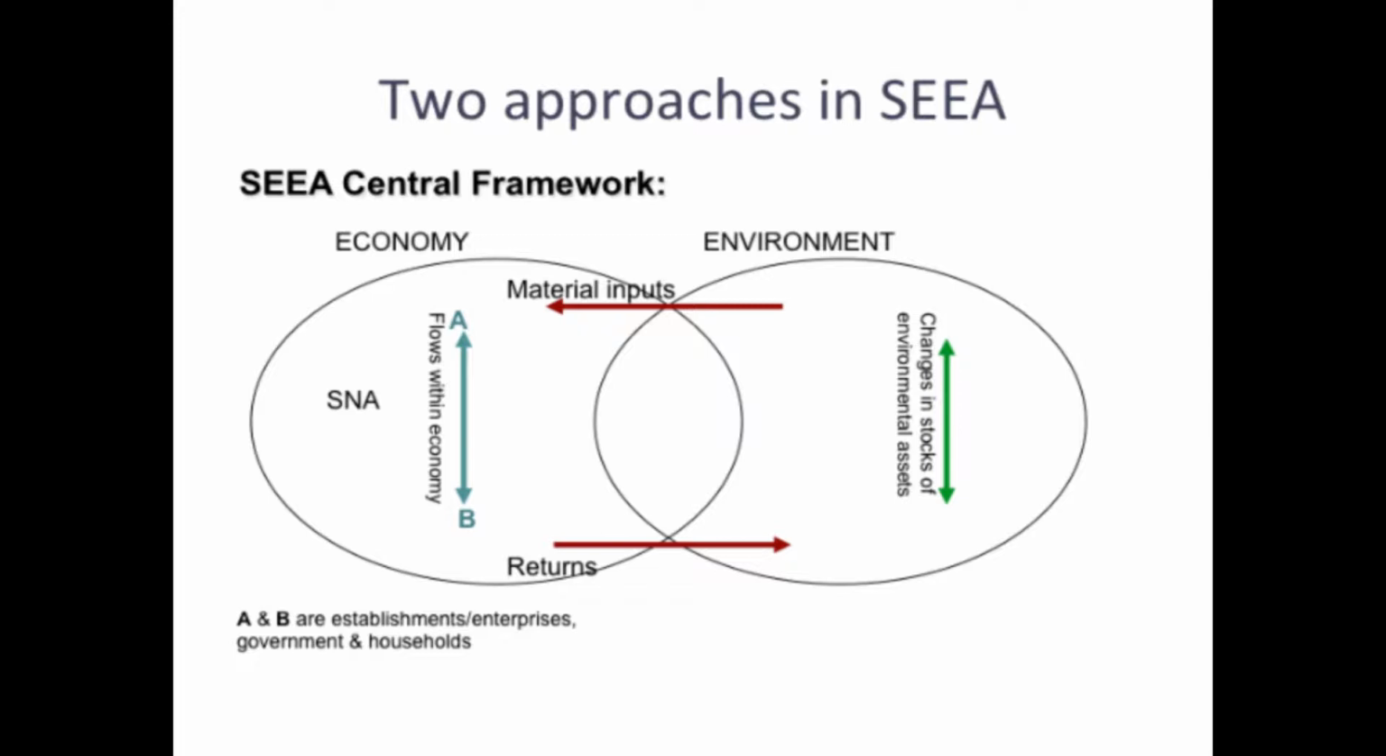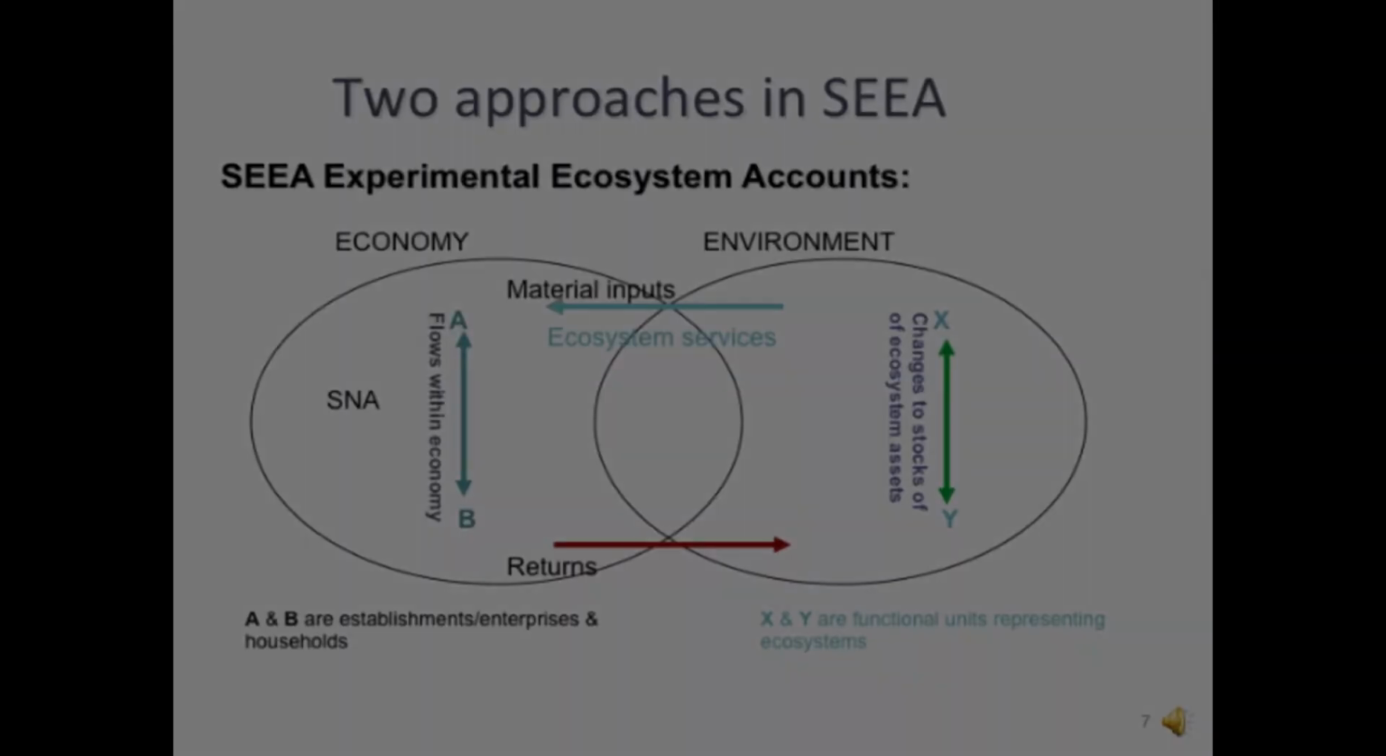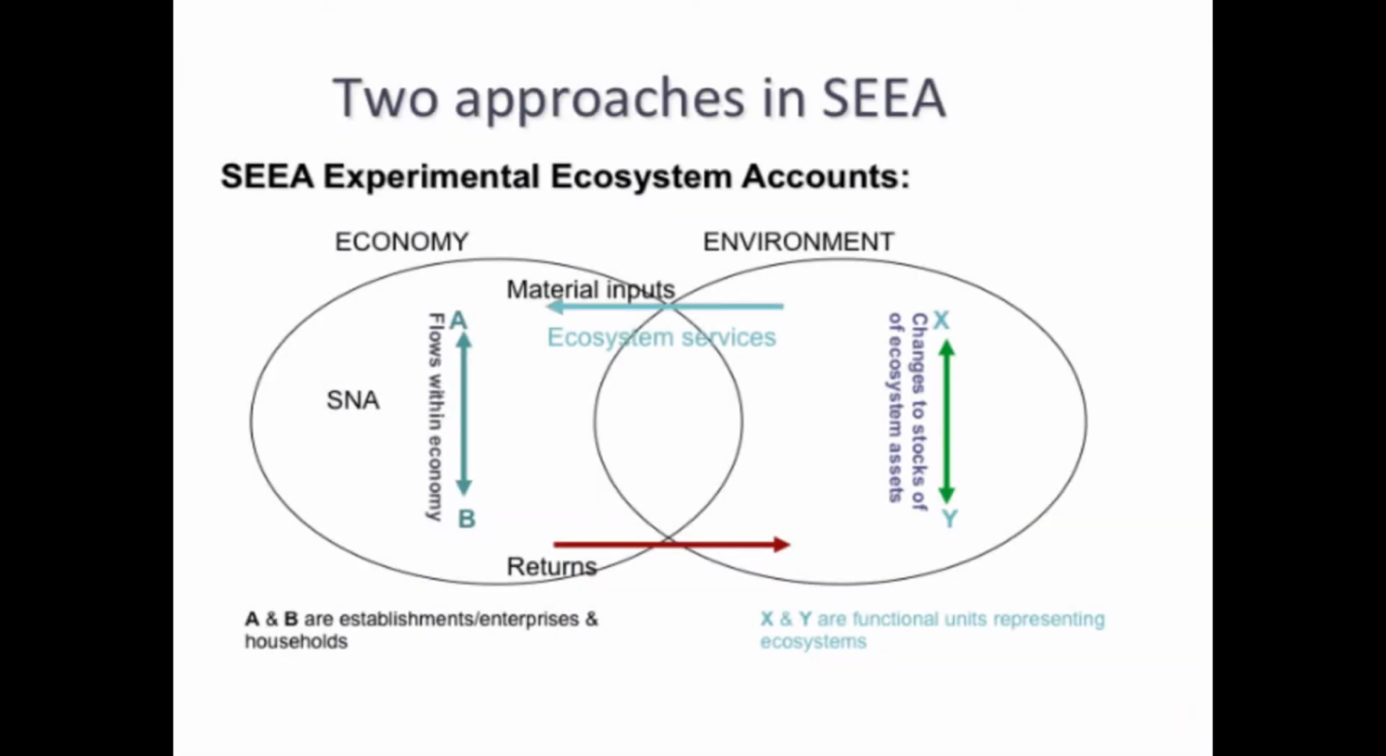Then you also have returns, or the residuals, the waste and emissions, all the types of residuals from the economy that flow back into the environment. And then you also have the changes in the stocks of environmental assets, which are essentially the stocks of natural resources.